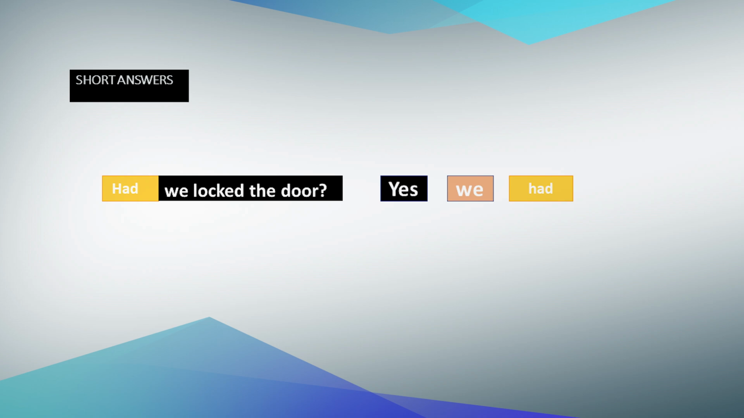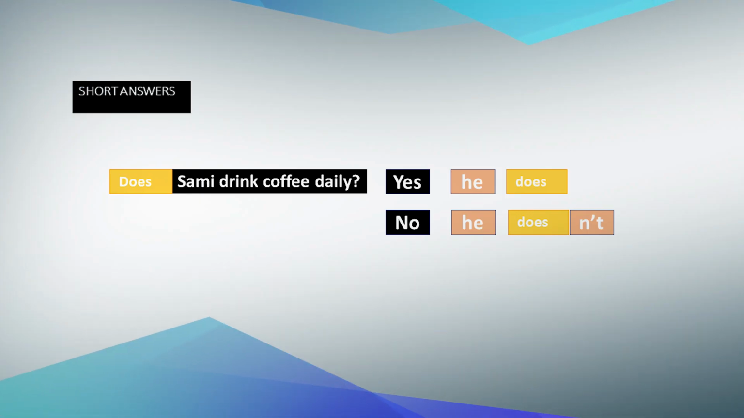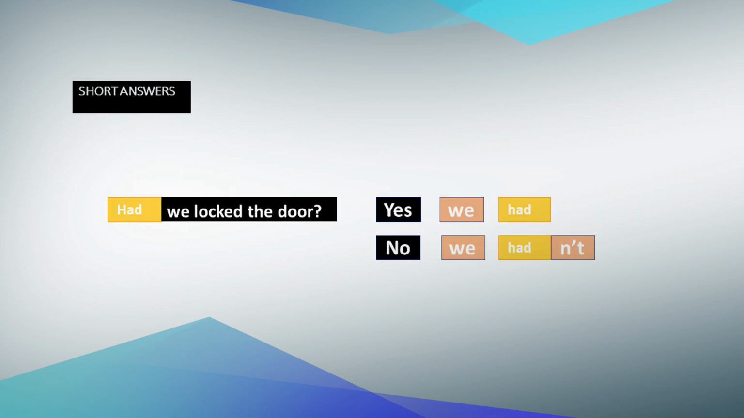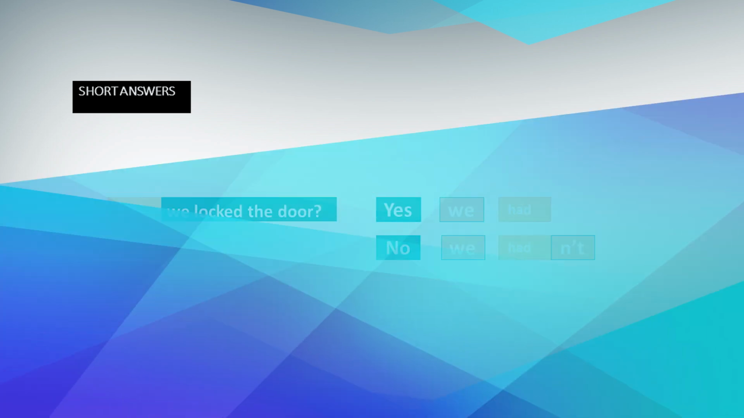But for negative answers, you still need the word not. That's pretty important, so we put that at the very end, often contracted with a helping verb. For example, does Sami drink coffee daily? No, he doesn't. Is Helen a teacher? No, she isn't. Had we locked the door? No, we hadn't. And that's how you do short answers, dear students.